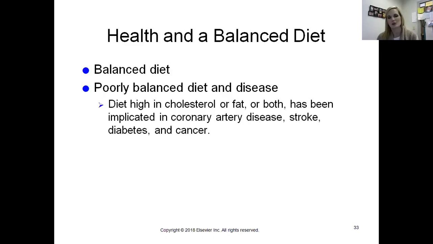So a balanced diet is really important. A poorly balanced diet can result in disease. A diet high in cholesterol or fat, or even both, has been implicated in coronary artery disease. If you remember, we talked in our blood chapter about the importance of diet and exercise, because sometimes fat deposits can lead to what's called atherosclerosis, which is the buildup of fat deposits on the inner wall of our arteries. We definitely don't want that because it leads to blockages. Coronary artery disease blockages can in turn result in stroke, diabetes, and even cancer.